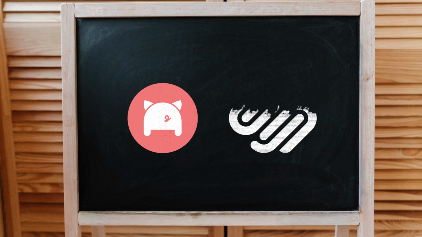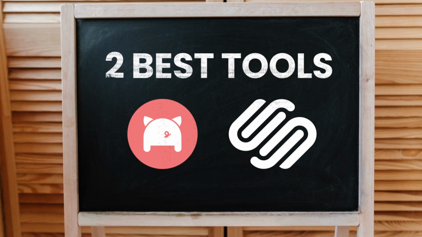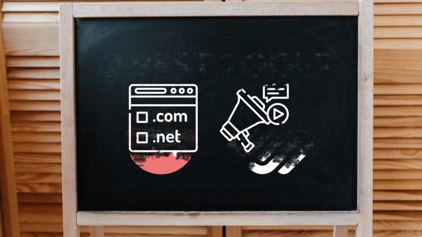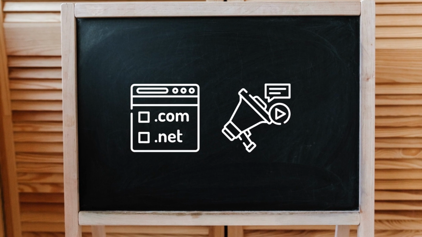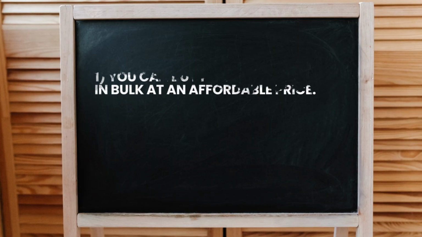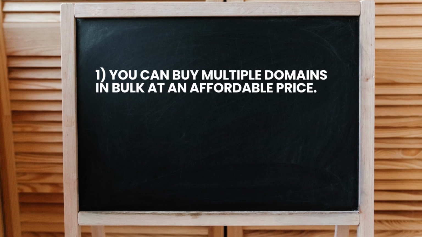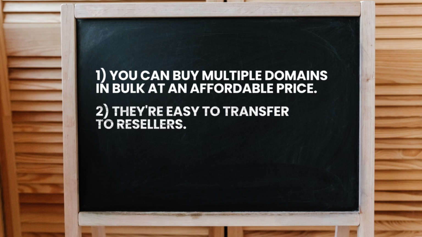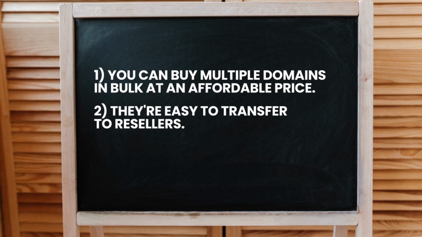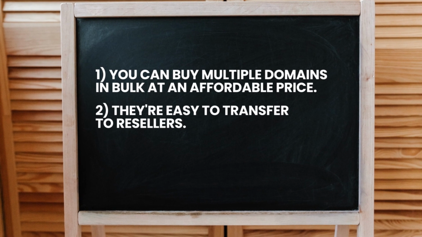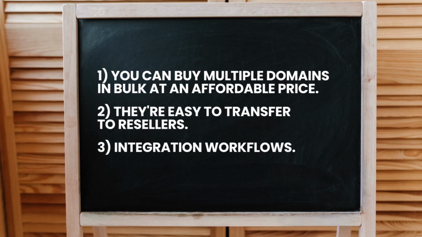So our first tool that we'll be taking a look at here is Porkbun and Squarespace. These two are undoubtedly the 2 best tools that we're utilizing right now to go about purchasing domains that we'll utilize in our campaigns. What we found so far that makes them really effective is, 1, you can purchase a bunch of different domains in bulk at a rather affordable price point. 2 is that they're really easy to pass along to any resellers if you're working along with them. And then lastly is integration workflows.